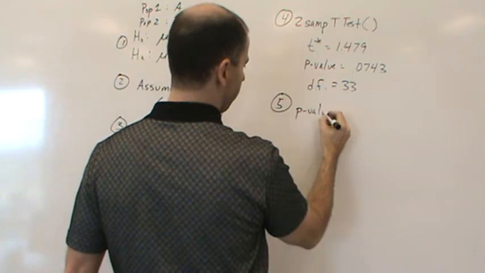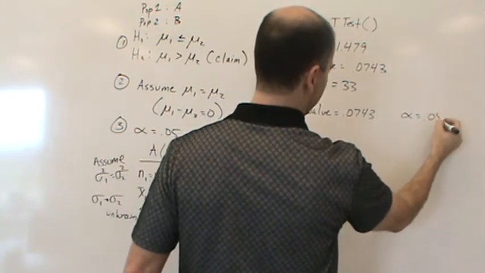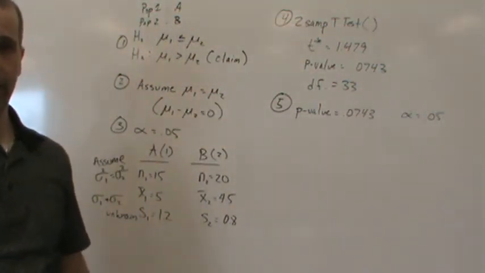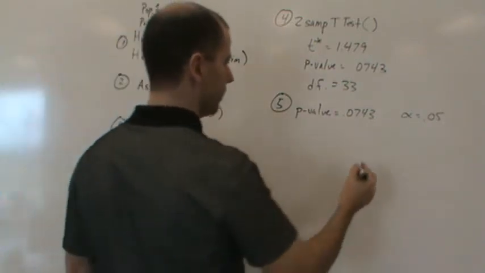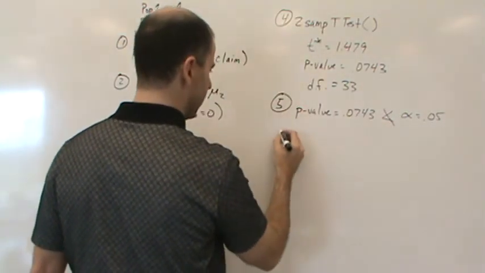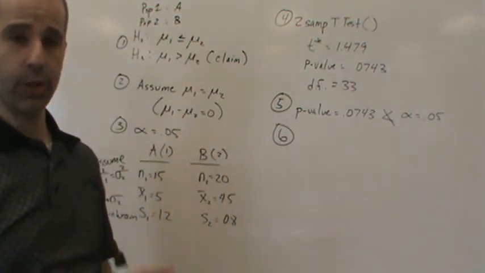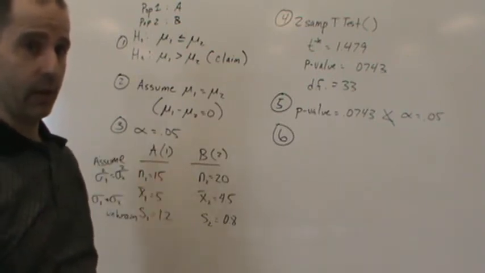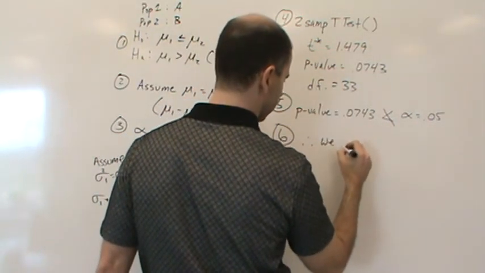So p-value, which is equal to 0.0743, alpha is equal to 0.05, and is our p-value less than alpha? No, it's not. So what does that mean? Well, if our p-value is less than alpha, we reject. That means that if our p-value is not less than alpha, we fail to reject, right? So we fail to reject.